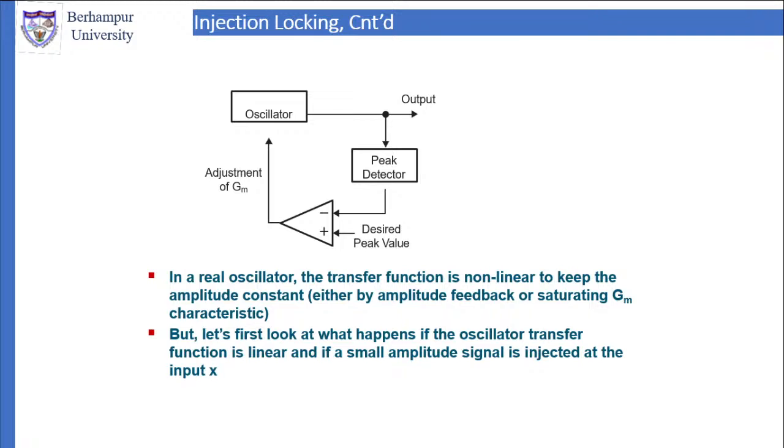In a real oscillator, the transfer function is usually non-linear to keep the amplitude constant, either by amplitude feedback as shown here, or by a saturating GM characteristic. But let us first look at what happens if the oscillator transfer function is linear and a small amplitude signal is injected at input x.